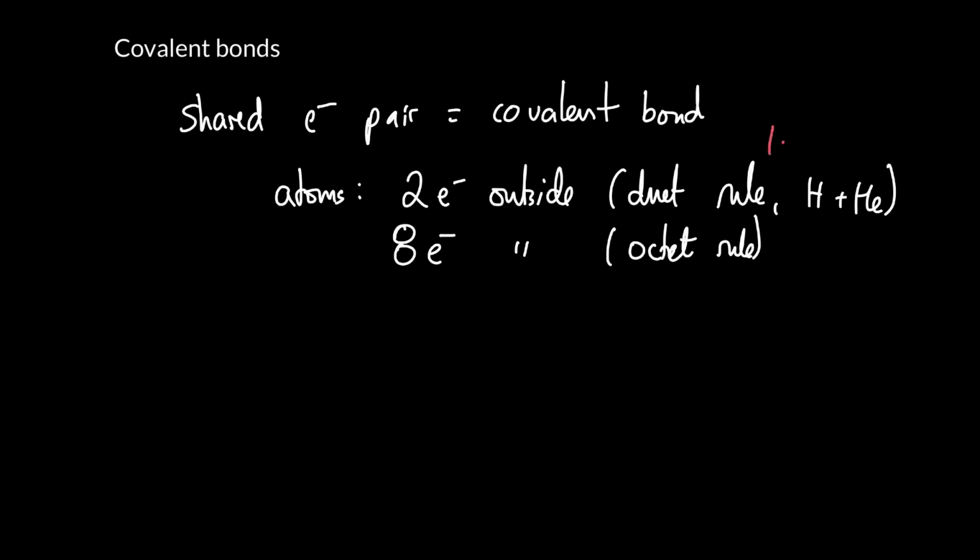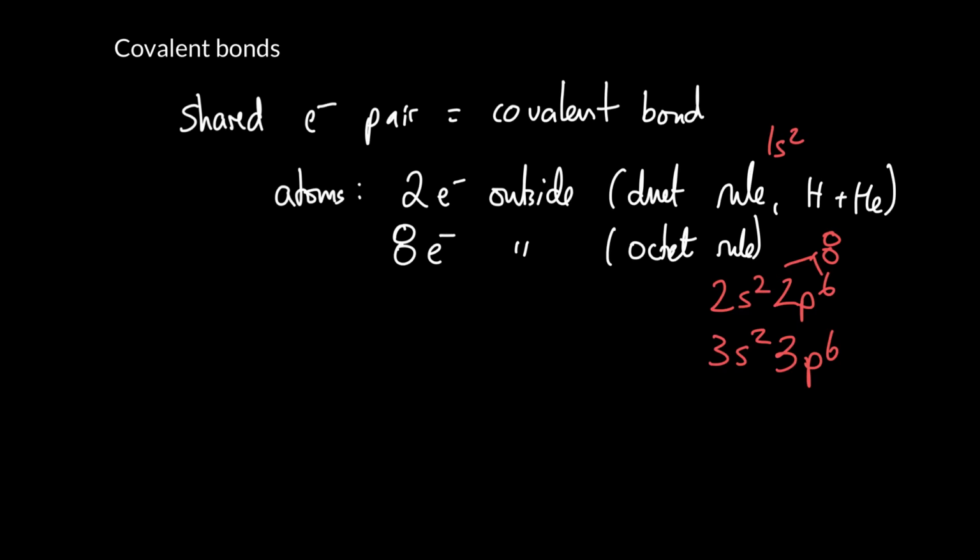So the duet rule comes from the fact that the first shell of electrons can only hold 2, so that is 1s2, and then at that point they're full, so poor old helium and hydrogen can only have 2 electrons on the outside. But the octet rule really comes from the fact that the second and third period elements, well, they're going to want to have 2s2 and 2p6 on the outside, or 3s2 and 3p6 on the outside to fill up. And so you can see there that gives you a total of 8 electrons on the outside.